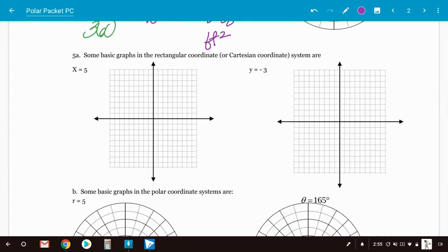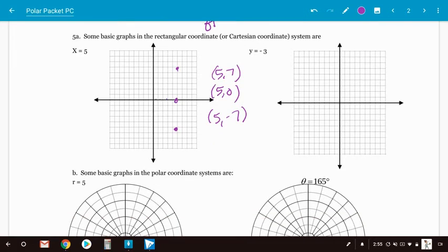Something that's important here in polar coordinates is going back and forth between something that's just r equals or something that's just theta equals. So just a reminder, when x equals 5, that means you can give me a bunch of points where x is always 5. And I can plot them on here. 5 over 1, 2, 3, 4, 5, and 7 up. 5 over, 7 down. So that makes a line like this.